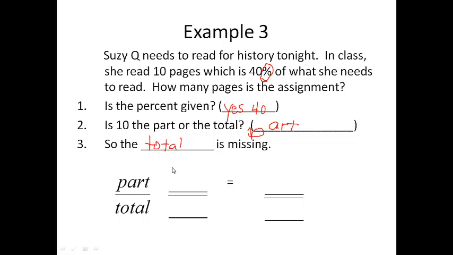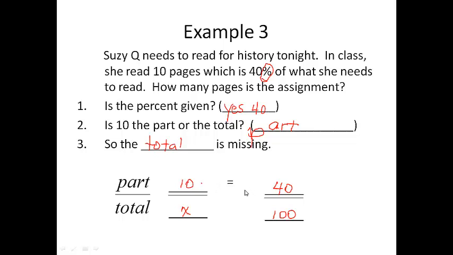So we're going to go fill in. We know that the 10 is the part. Actually, it looks kind of like Bart, but we're going to fix that. 10 is the part. And so the total is missing, so that's an X. And we know the percent is 40, and we know that percent means hundredths. Okay, to solve it, 10 times what equals 40?